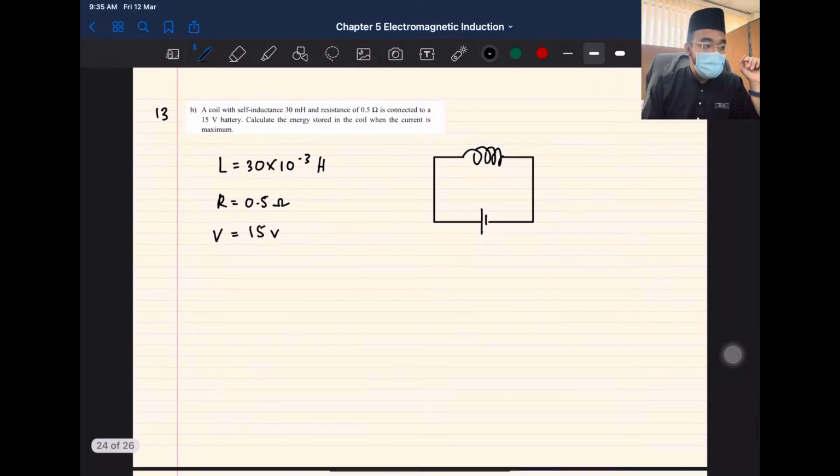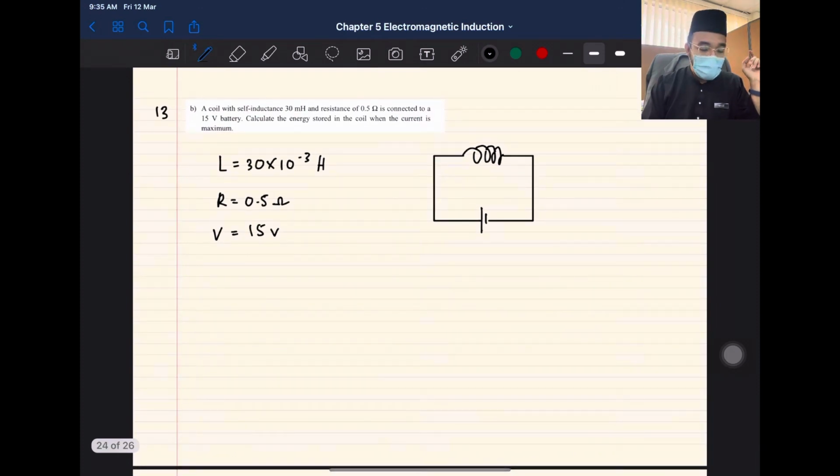Okay, question number 13, B. This time they ask you to find the energy stored. If you want to find the energy stored, you have one formula where U equals half L I square. But if you want to use this formula, you need to have the values of L and I. So L is given as 30 times 10 to the power of negative 3.